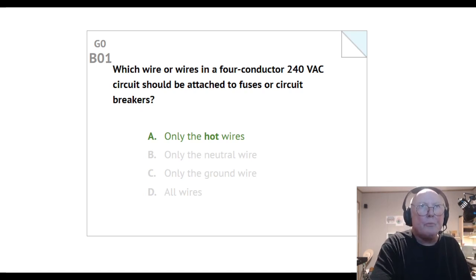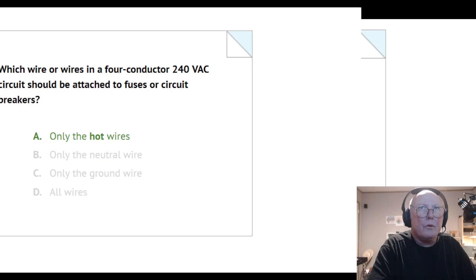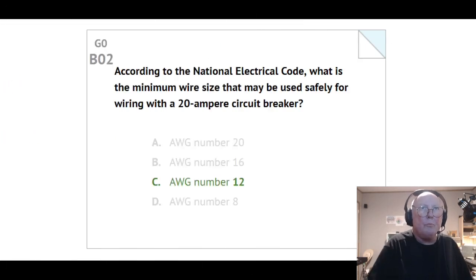Section B, question 1 is done. And number 2, B02. According to the National Electrical Code, that's just the standard, the book, what is the minimum wire size that may be used safely for wiring a 20 amp circuit breaker?